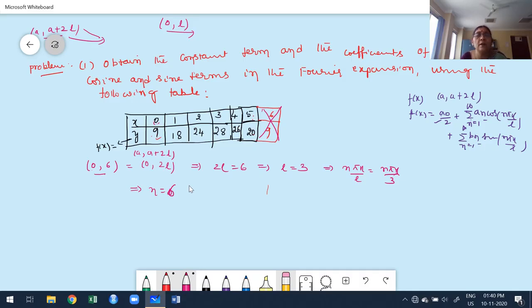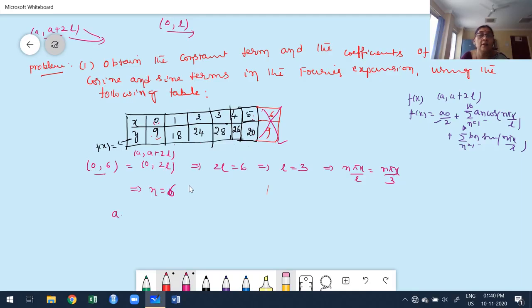Please try to understand: 1, 2, 3, 4, 5, 6. Therefore, that implies n is equal to 6. Don't take the original value. After you neglect that, you choose the value of n. What's the n value? It is 6. Okay, the next, now we are going to write what is my a naught.